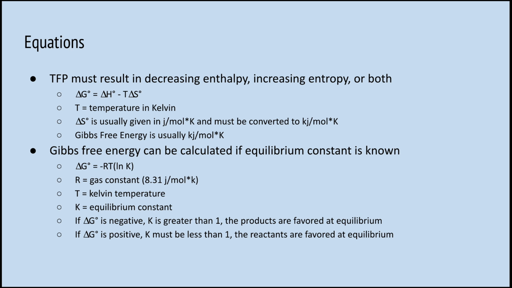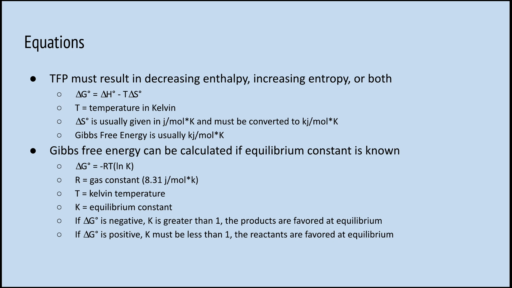This is seen in the equation delta G equals delta H minus the temperature times the change in entropy. So T is our temperature in Kelvin. Delta S is given in joules over moles times Kelvin usually, but you've got to convert it into kilojoules per mole times Kelvin because delta H and delta G are measured in kilojoules.